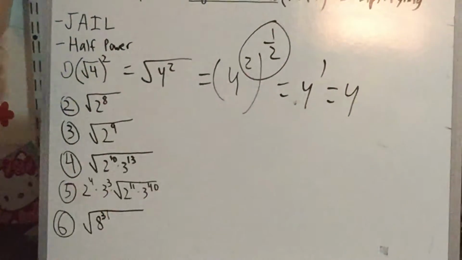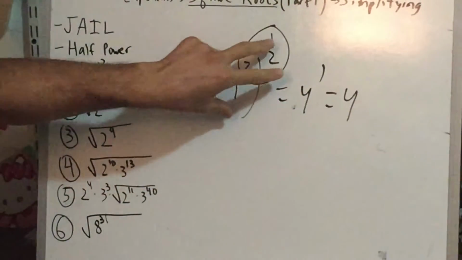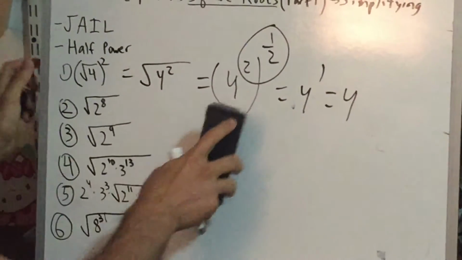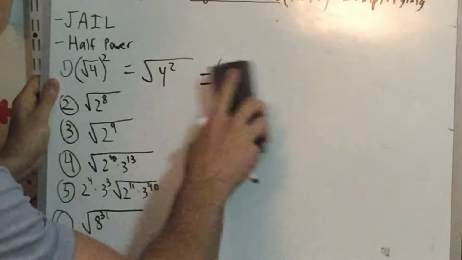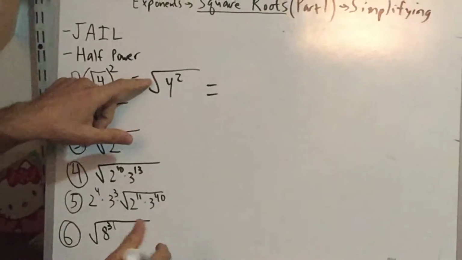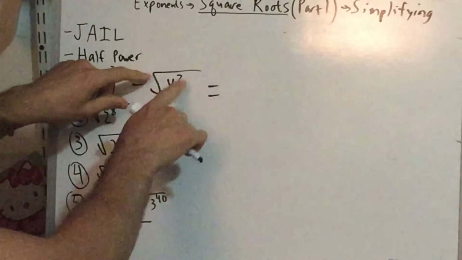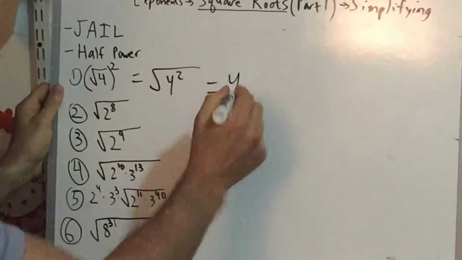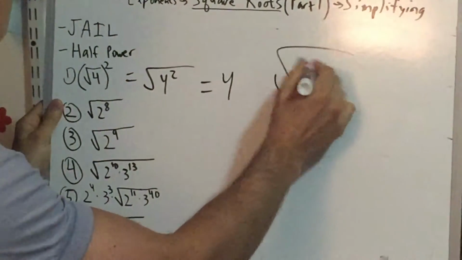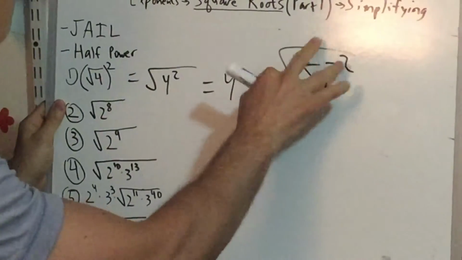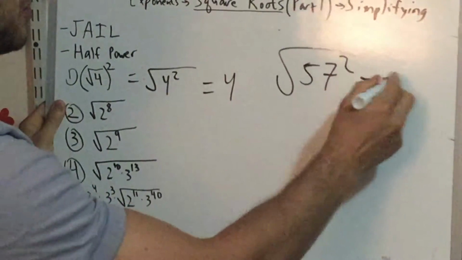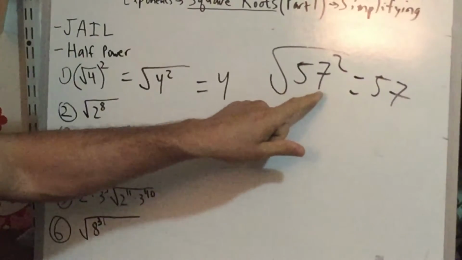So the way I like to think about it, I don't usually write all this stuff out. This is just so you guys can see it. I think of it that the square root is a half power, which is sort of going down, and the square is going up. So these two cancel each other out, so you're just left with the 4. So if you see something like this, these two just cancel each other out, and you just have 57. So don't bother squaring the 57.